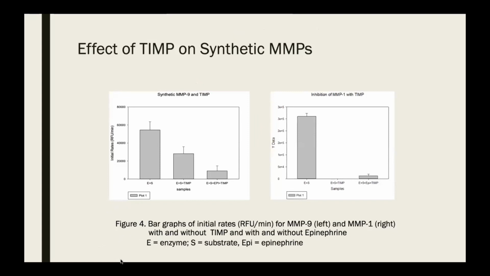Our graphs show that for the synthetic MMP9, when TIMP was added to the sample, there was a decline in activity with just the enzyme, the substrate, and the TIMP. But once epinephrine was added, it declined further than just TIMP, as the epinephrine would bind to where the substrate probably is, and that would cause the TIMP to bind somewhere else and the substrate to not really have anywhere else to bind, which would cause a decrease in activity.